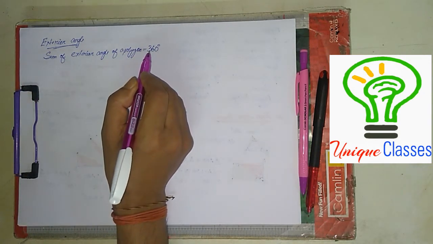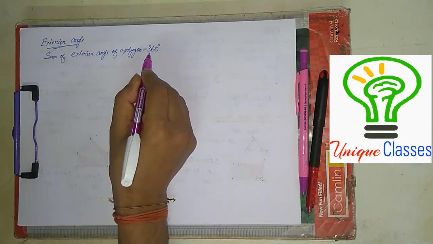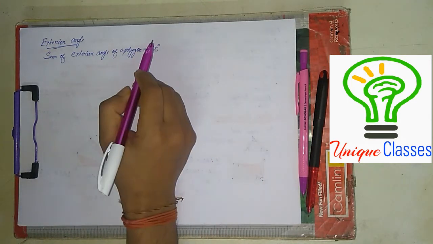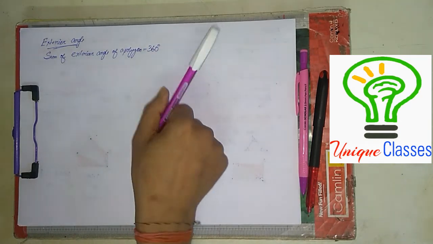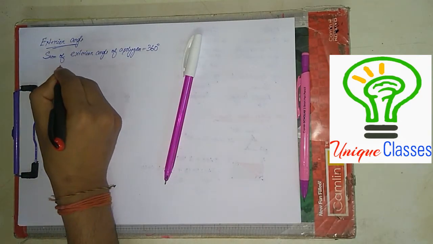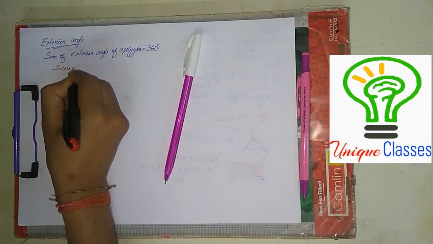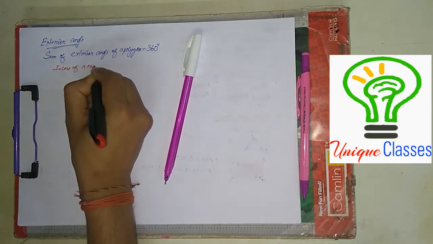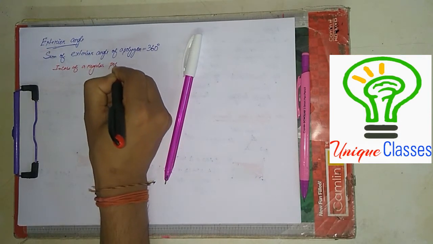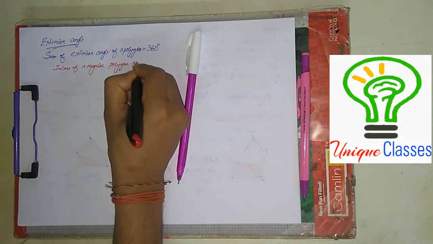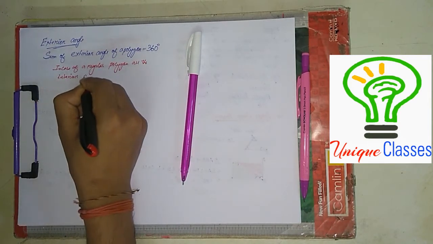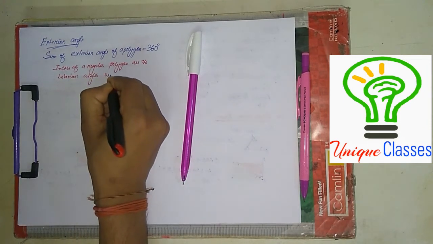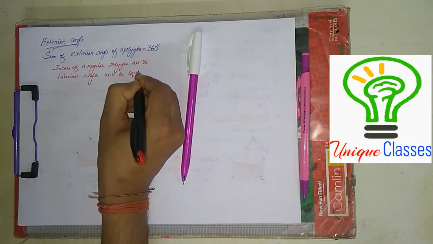Right? So in case of a regular polygon, as we already know, the interior angles are equal, so the exterior angles will also be equal. In case of a regular polygon, all the interior angles will be equal.